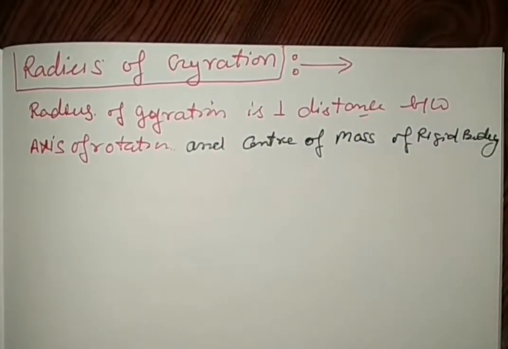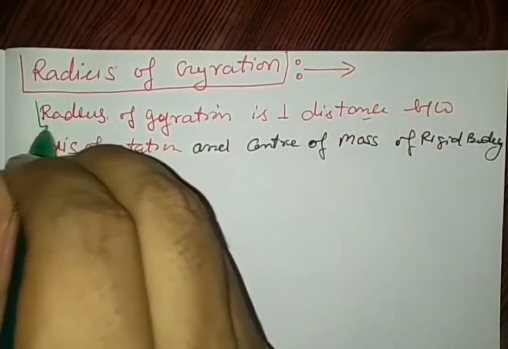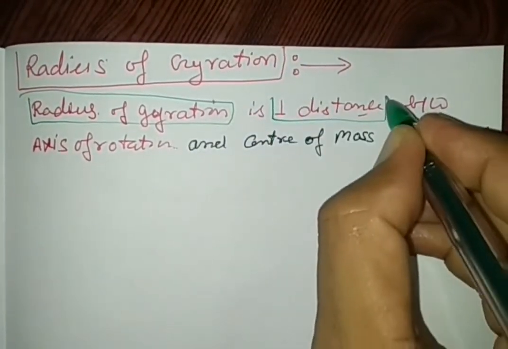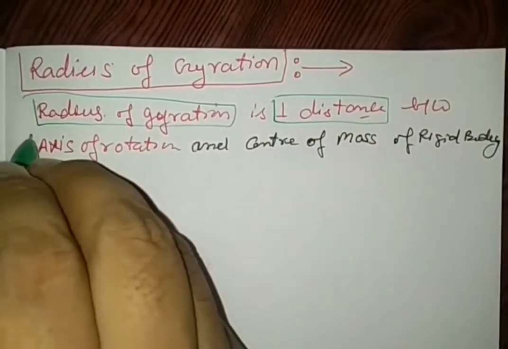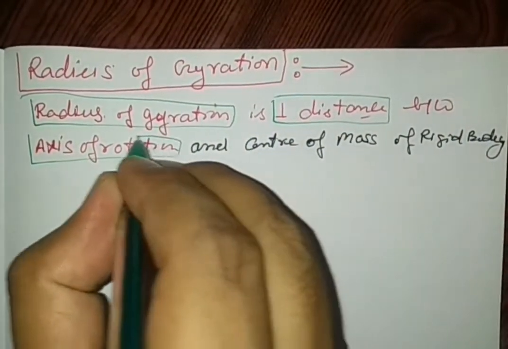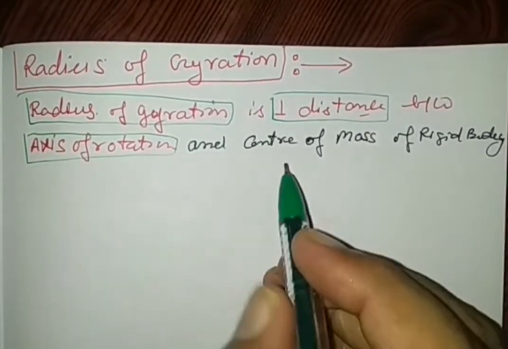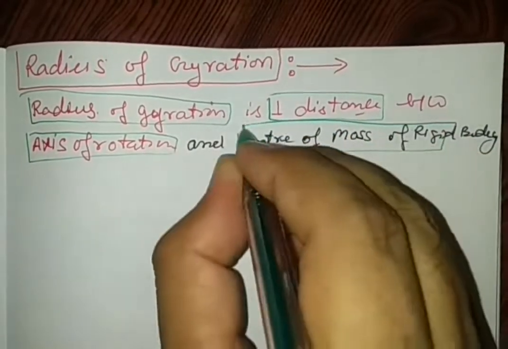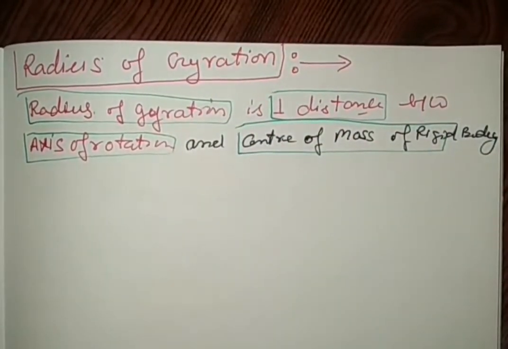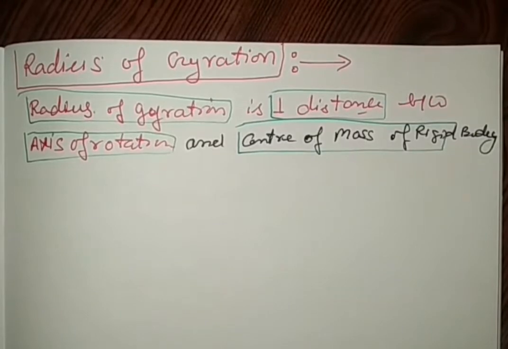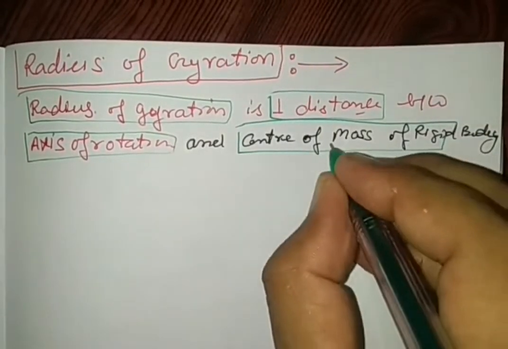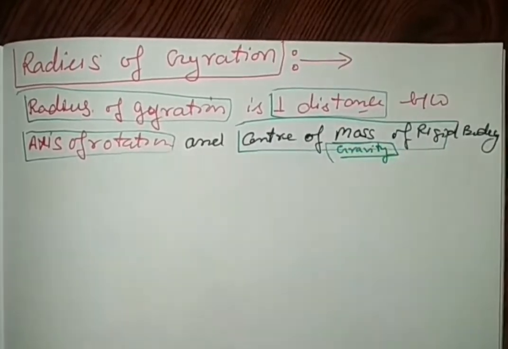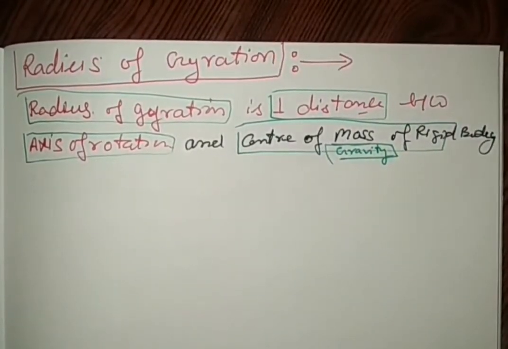See, for the concept of radius of gyration, what is it? It is a perpendicular distance between two quantities: one, the axis of rotation through which the rigid body rotates, and second, the center of mass of the rigid body. So this is the shortest distance between the center of mass or center of gravity, we may say, the CG of a body.